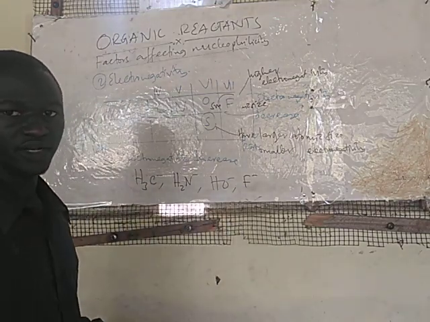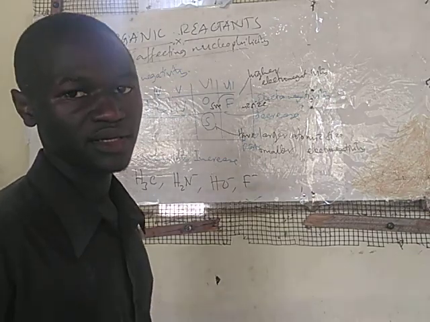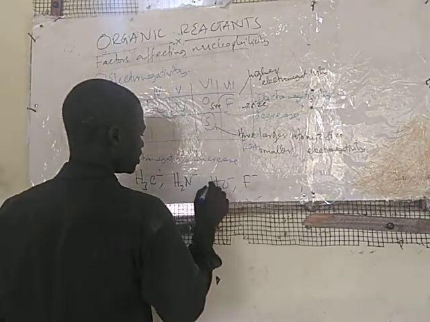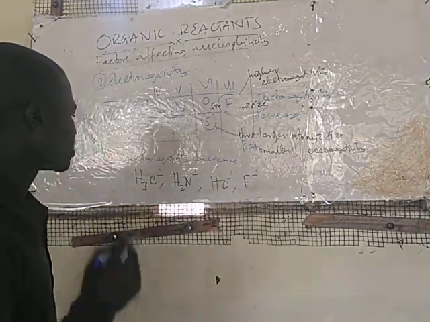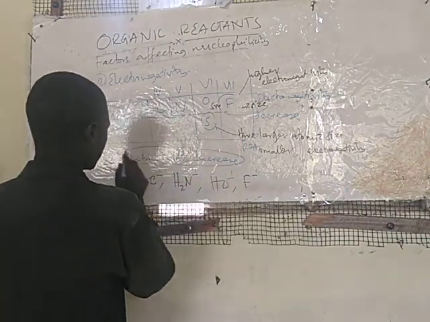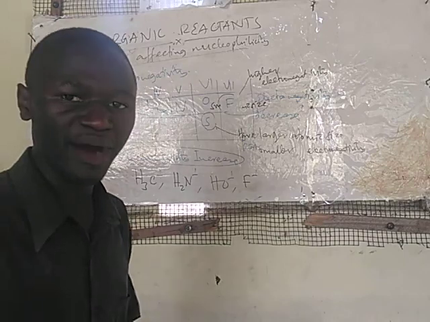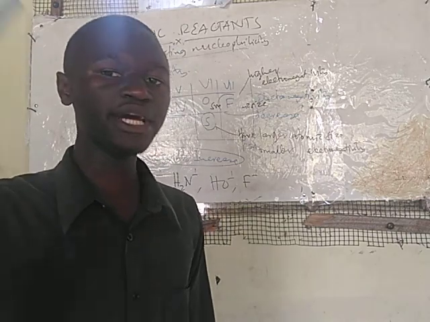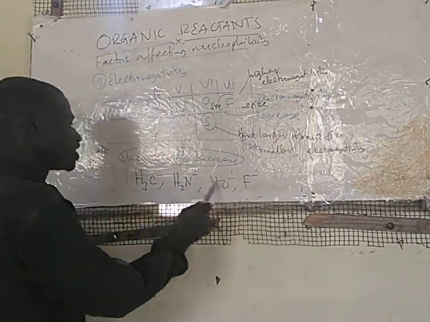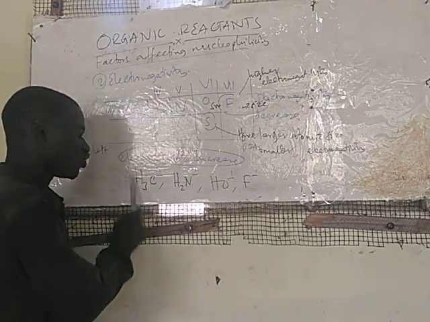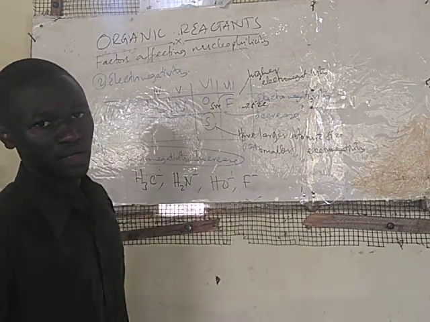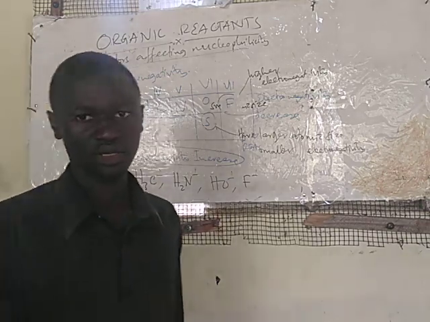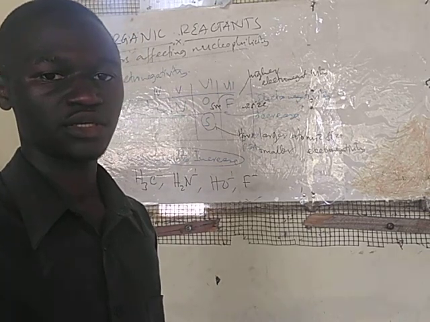So all of these nucleophiles have the same extent of negative charge. What differs between them is electronegativity. As we move from left to right in the periodic table, electronegativity tends to increase. So among these, this one will find it easier to react as compared with this one. It will be very easy for it to react.